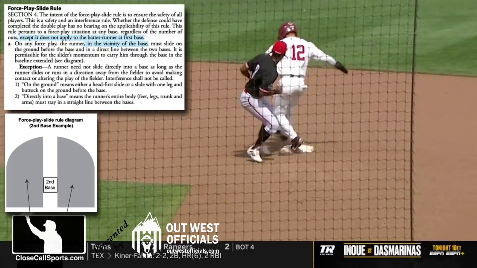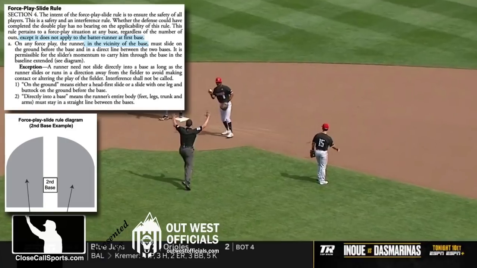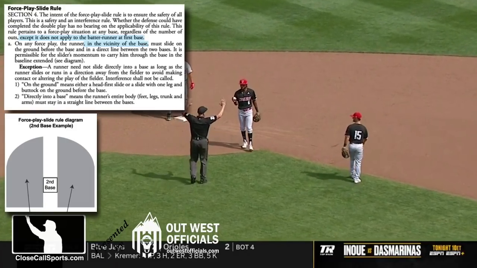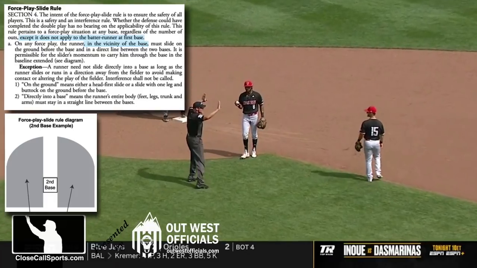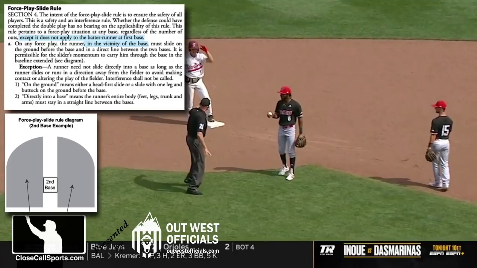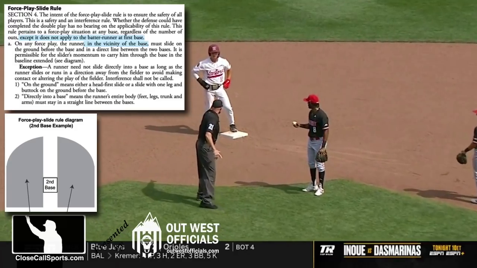so it doesn't matter if a double play could have realistically been turned or not. It's an automatic double play, whether or not it would have happened. Whether or not the fielder had the ball, whether or not the batter runner was fast enough to get to first base, it's an automatic double play if the runner fails to slide and commits a forced play slide rule infraction.